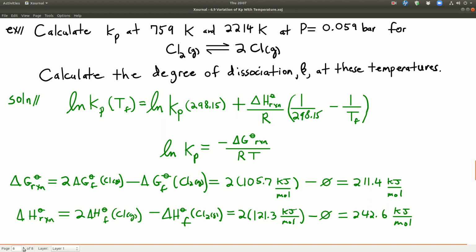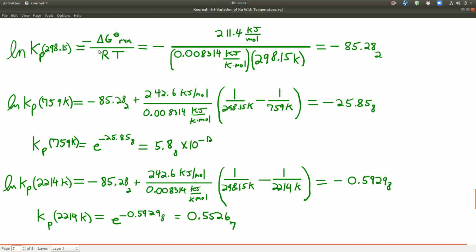So let's do that. So getting natural log of Kp at 298.15, we calculated delta H of reaction, negative here, R. I have R as 0.008314 because it's kilojoules per Kelvin mole. 298.15. We get this number here. It's dimensionless because natural log of a number has no dimensions.